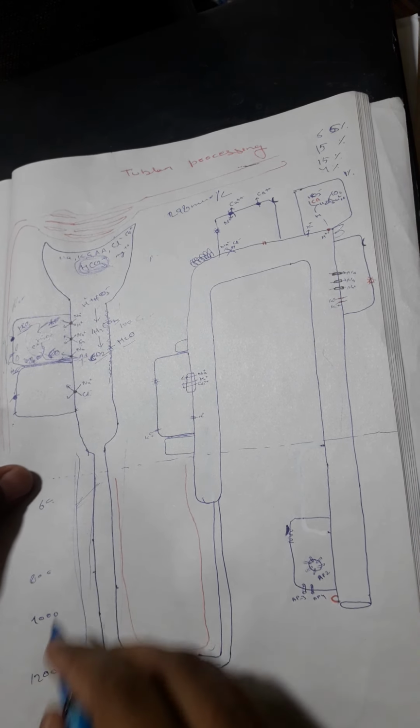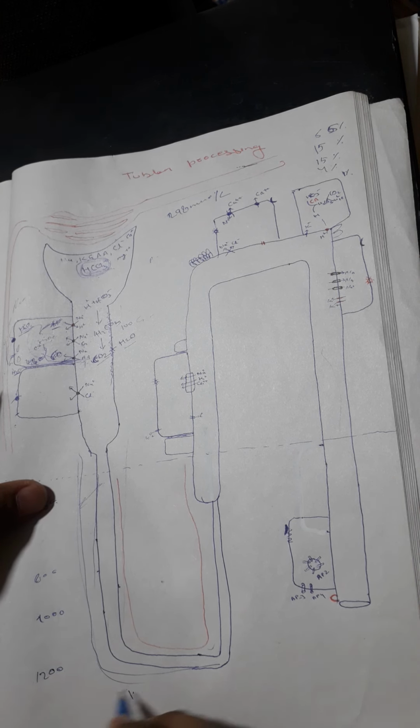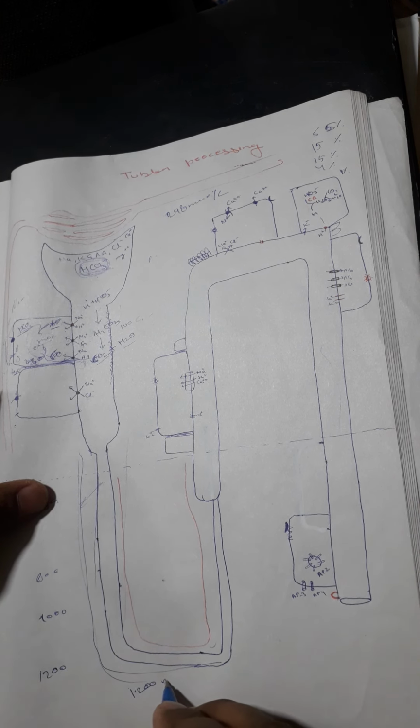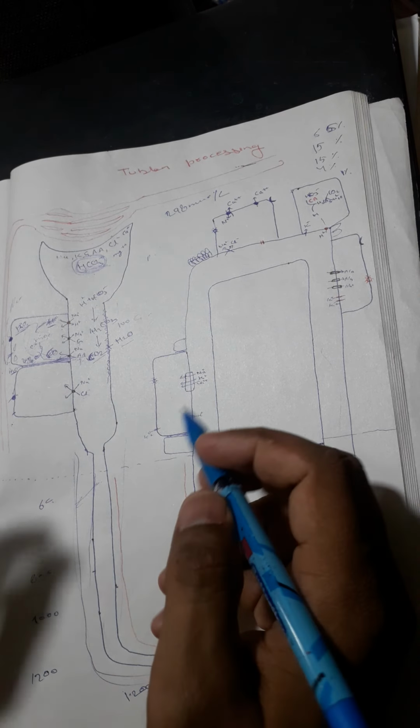So water is absorbed, and when it reaches here, the osmolarity of the fluid goes to about 120 milliosmol per liter. Some secretion occurs here, but absorption does not occur.